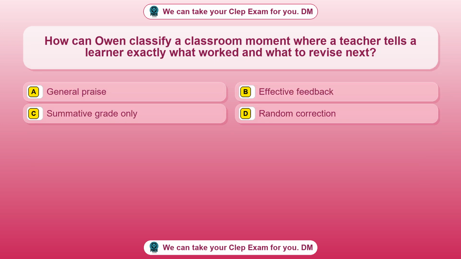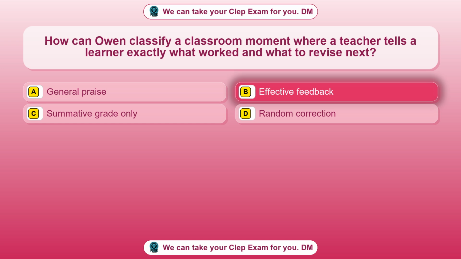Question 77. How can Owen classify a classroom moment where a teacher tells a learner exactly what worked and what to revise next? Option A, general praise. Option B, effective feedback. Option C, summative grade only. Option D, random correction. The correct answer is option B, effective feedback.